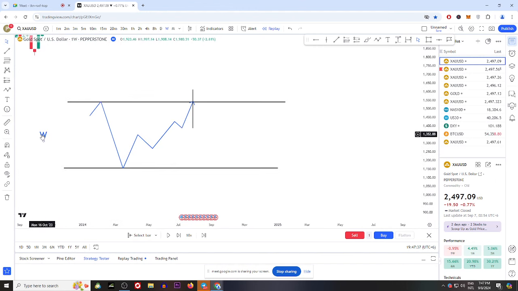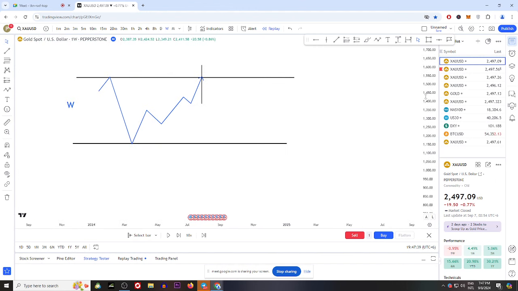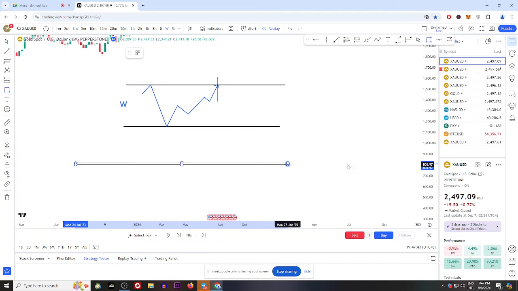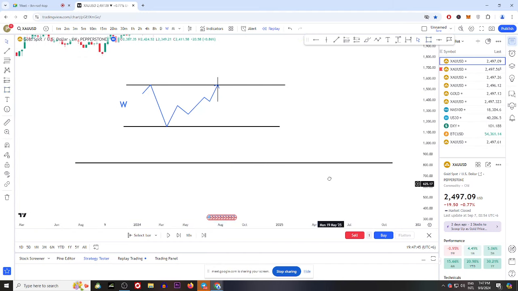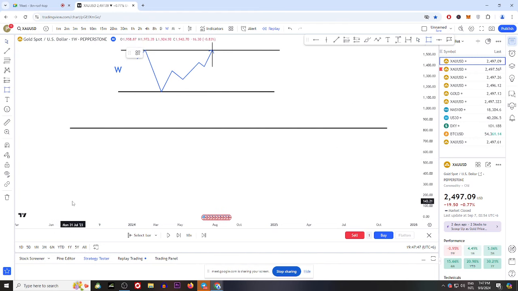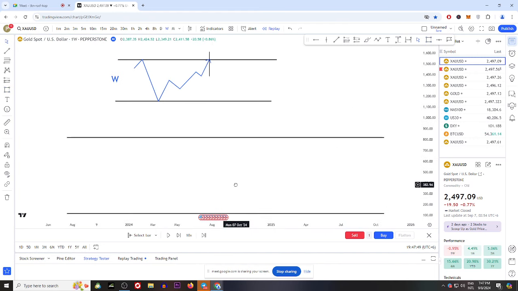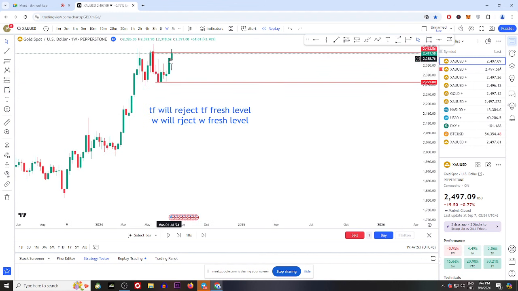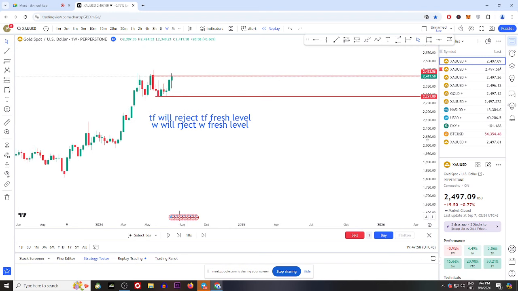Whenever we have seen the rejection candle on the weekly or the time frame we are following, we will always go one time frame lower. One time frame lower. What will be the one time frame lower now? Daily. Now, remember, we marked this candle on what time frame? Weekly time frame.